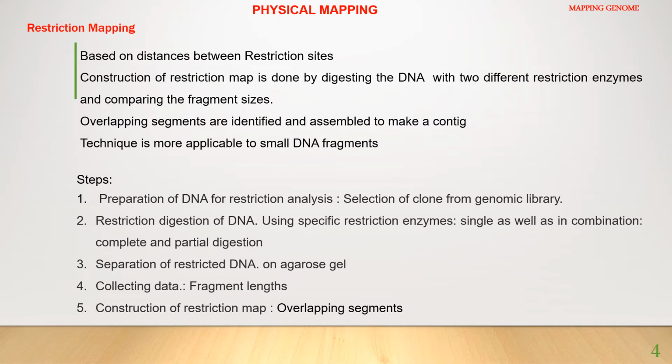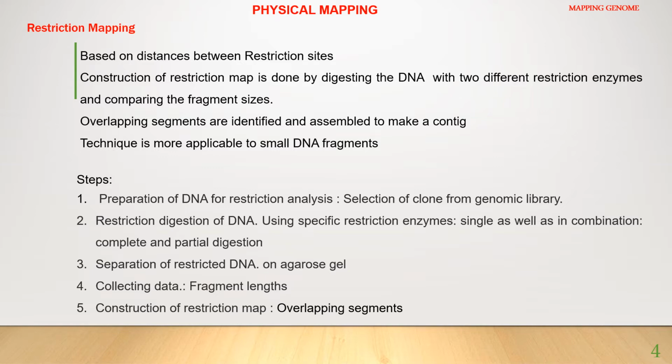Restriction mapping. The construction of a physical map based on the relative position of restriction sites for a particular restriction enzyme on the cloned DNA fragment is known as restriction mapping.